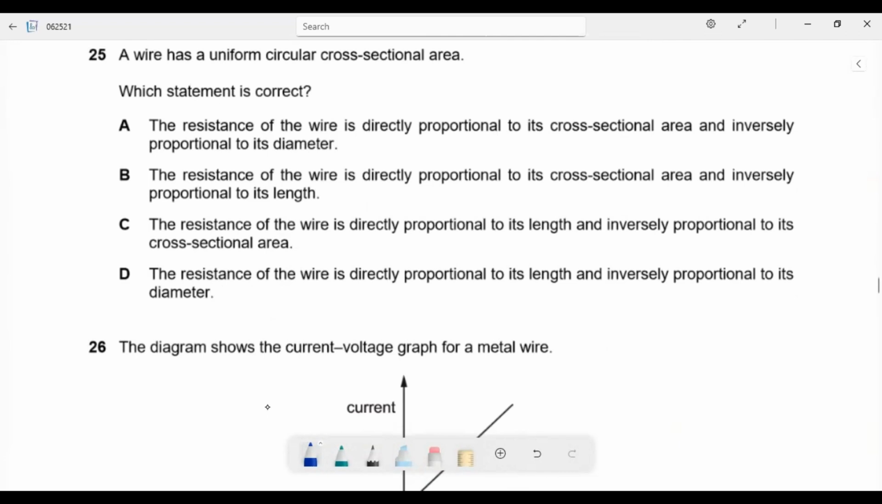A wire has a uniform circular cross section. Which statement is correct? So they're telling about the resistance of the wire. Resistance of the wire, how it is related. So resistance of the wire R is equal to rho L by A. That means it is directly proportional to length and inversely proportional to area of cross section. So which statement is correct means the resistance of the wire is directly proportional to length and inversely proportional to area of cross section. C is the right answer.